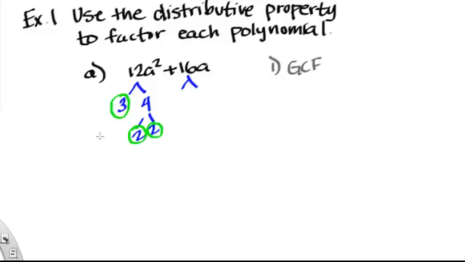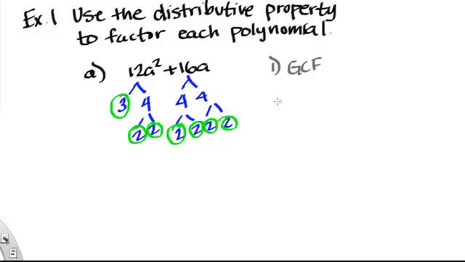I'll continue working on 16. Factors of 16 are 4 and 4. Now my factors of 4 are 2 and 2, and 2 and 2. Since I'm done factoring, I can go ahead and circle my 2's.